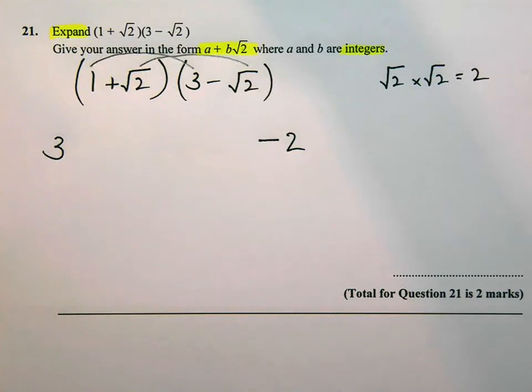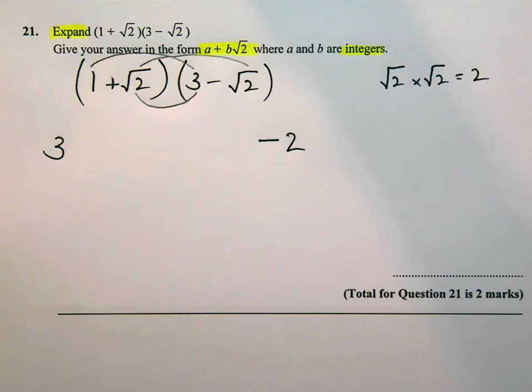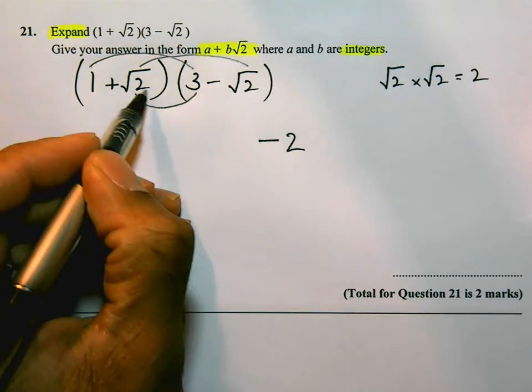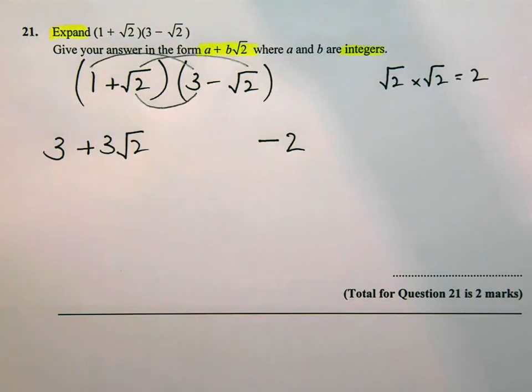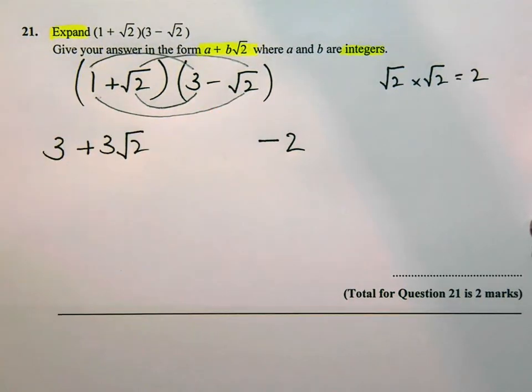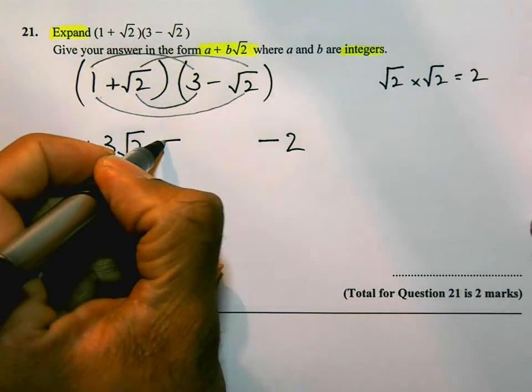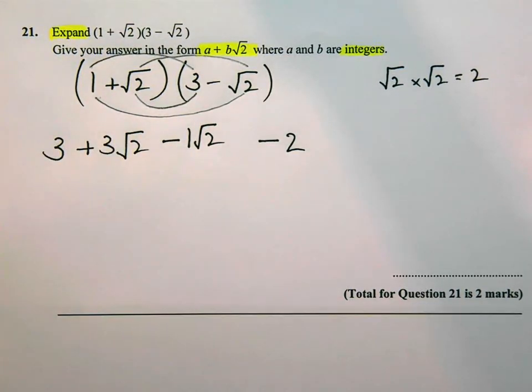I'm going to do the ones in the middle now. Root 2 times 3 is plus 3 root 2. I'm going to put the 3 at the front. And then finally 1 times minus root 2, that's going to be minus 1 root 2. You don't need to put the 1 in there, but I'm just going to put it in there so that we know exactly what we're talking about.